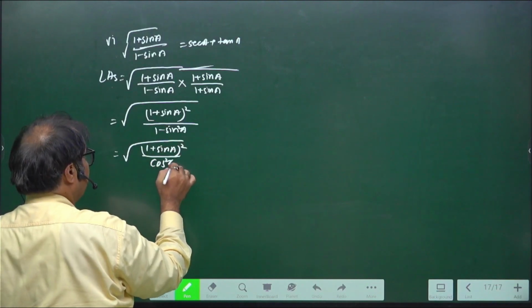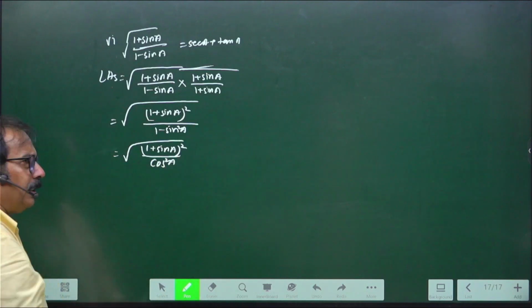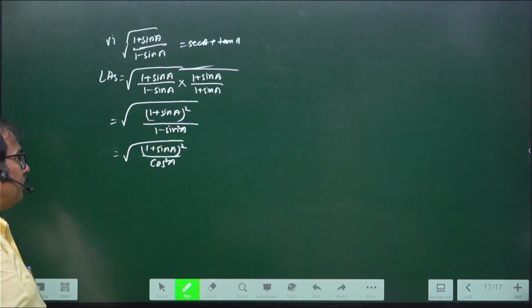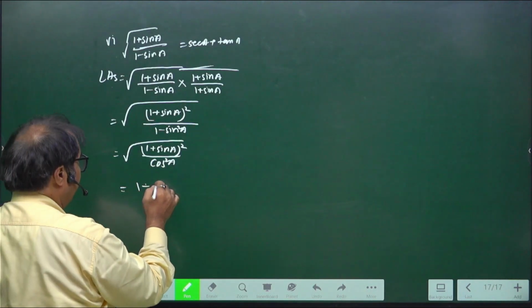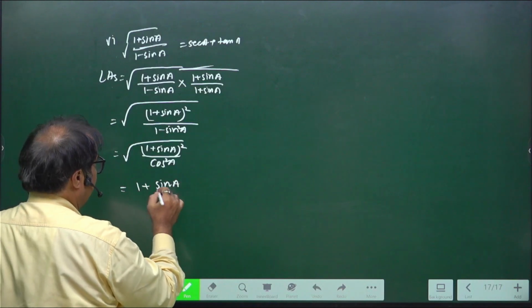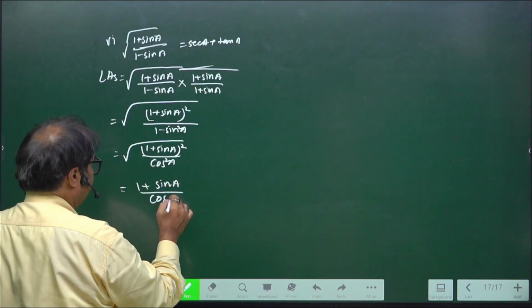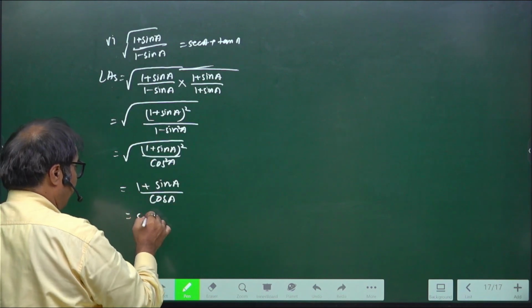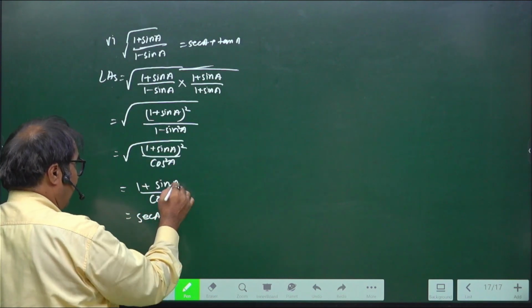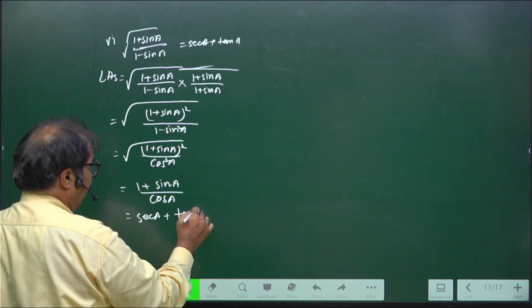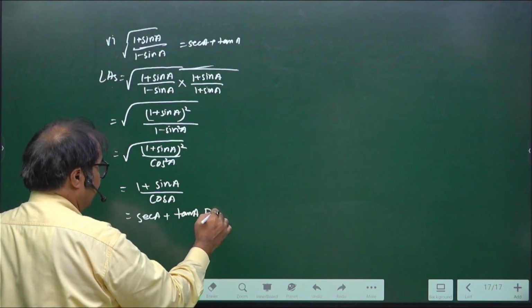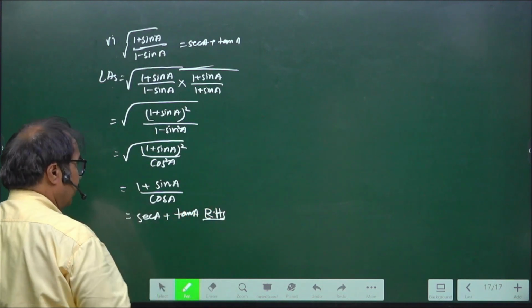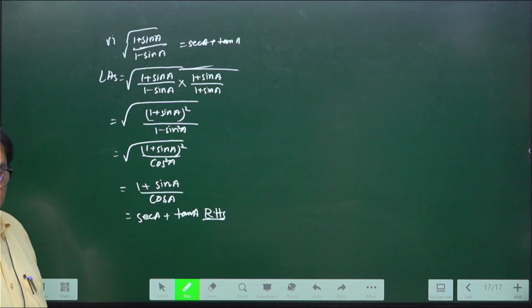This is root over (1 plus sine A) whole square upon 1 minus sine square A, that is cos square A. So the numerator is a square, the denominator is a square. So we can write 1 plus sine A divided by cos A. And now apply the separation property: 1 by cos is secant A and sine by cos is tan A. So we got the right hand side. Okay, this is the right hand side.